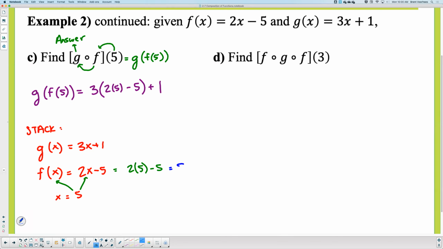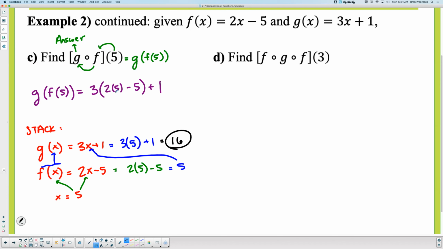Because what I'm now doing is plugging f of 5 into here. So what do we get? We get 3 times 5 plus 1, which is how much? 16. And that's going to be your solution right there.